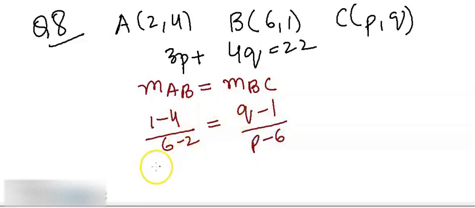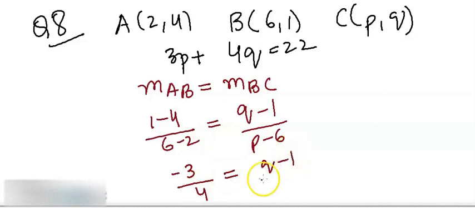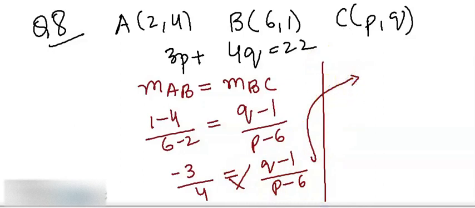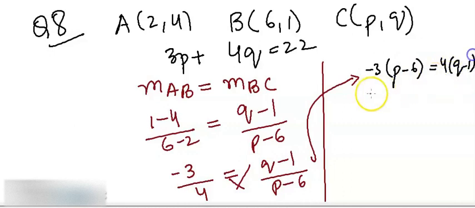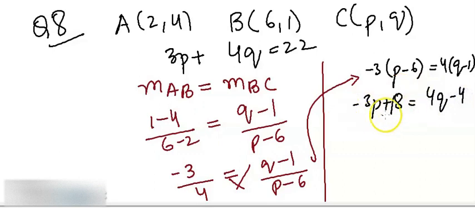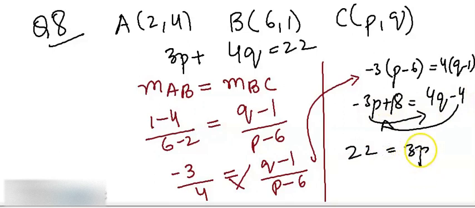And you just need to simplify this. What we get is -3 over 4 equal to (q - 1) over (p - 6). You just cross multiply, and what we get here is -3 multiplied by (p - 6) equals 4 times (q - 1). So -3p + 18 is equal to 4q - 4. So you just move the 3p to this side and the 4 to this side, so you get 22 equal to 3p + 4q. That was it from my side.